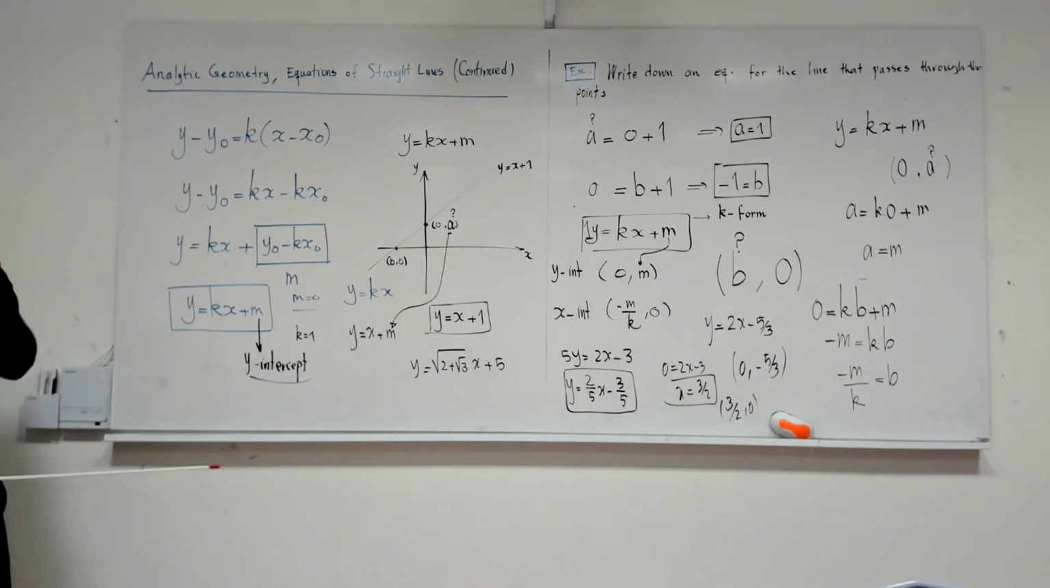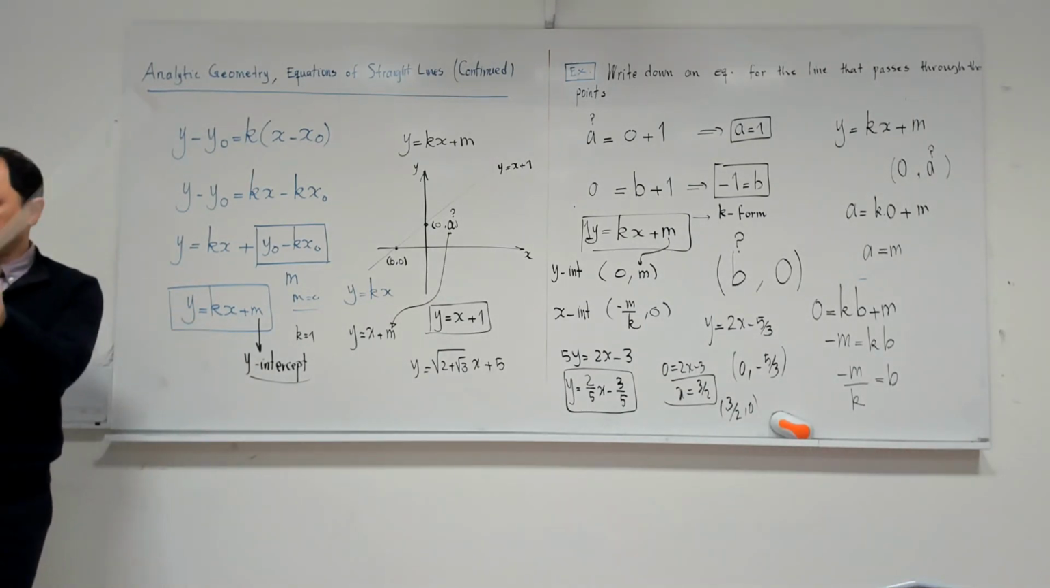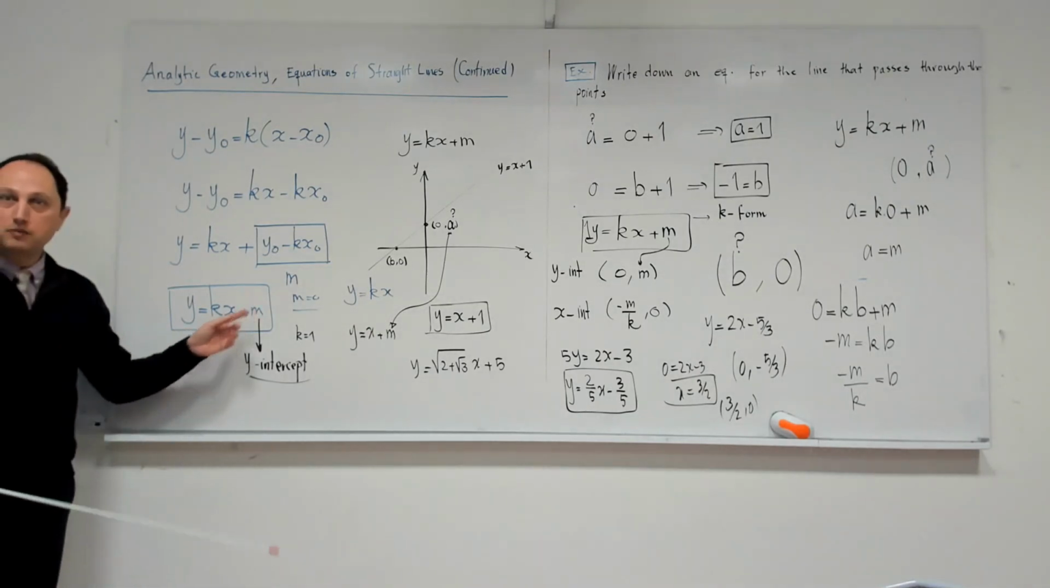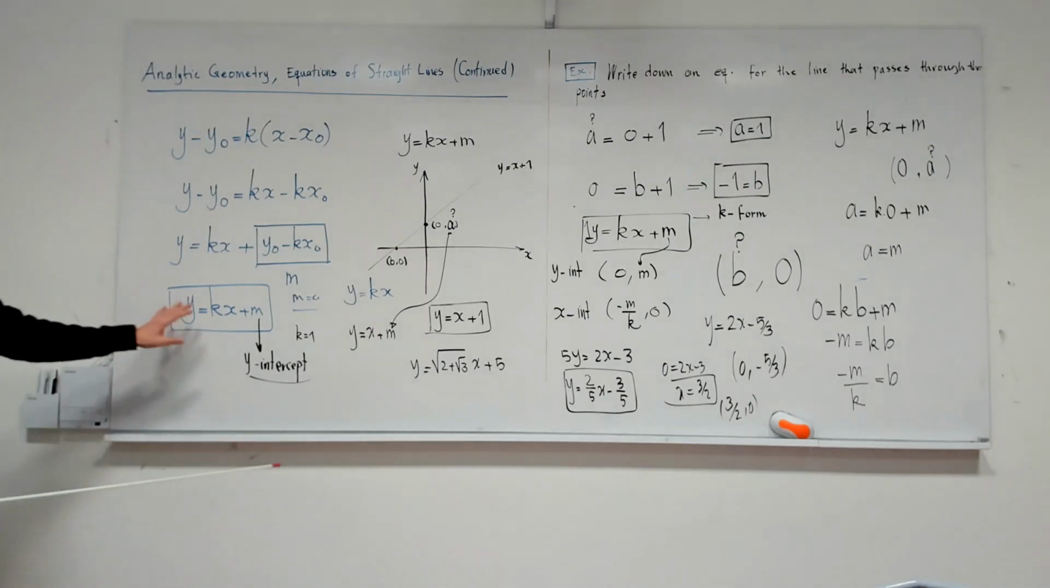So remember these two effects for a line. Changing k will change the orientation or inclination, and changing m just takes the line up and down. Is that clear? This is important to understand.